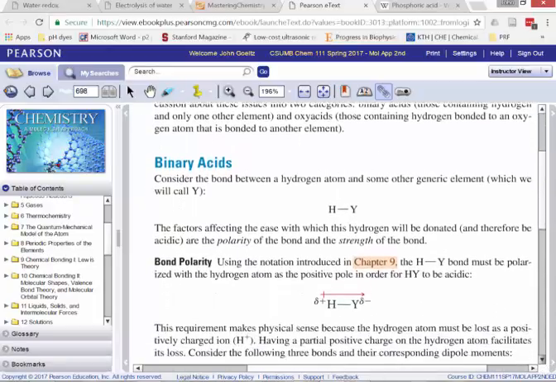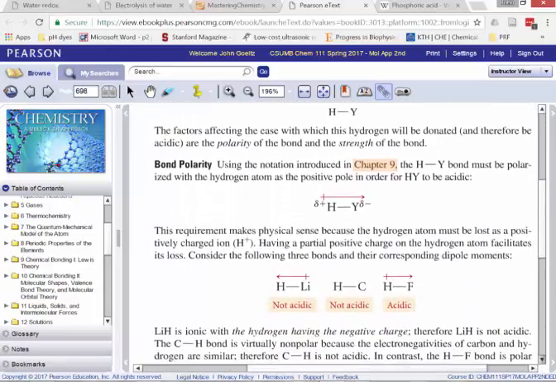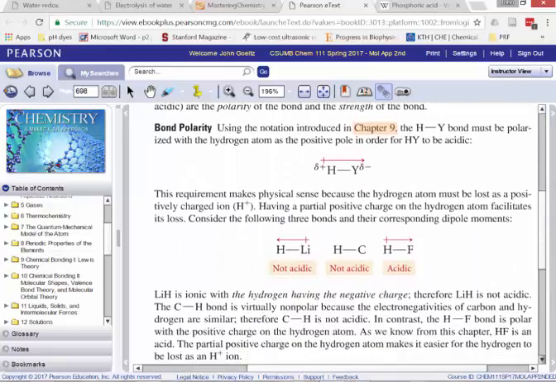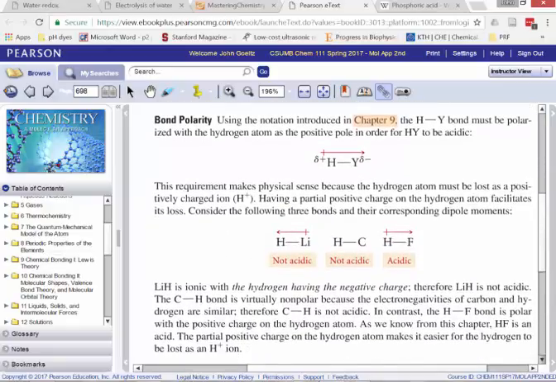Exactly. I'm with you. Bond polarity. Using the notation introduced in a class you've taken before, the HY bond must be polarized with the hydrogen atom as positive in order for HY to be acidic. For the H to fall off, because that's what acids do, they give up H, that bond has to be polar.